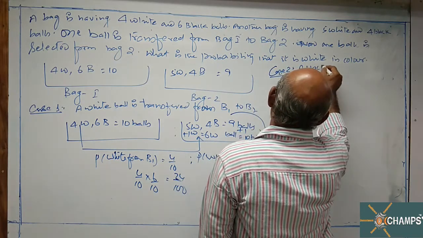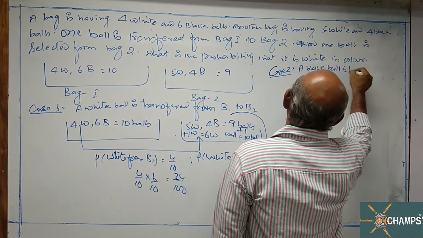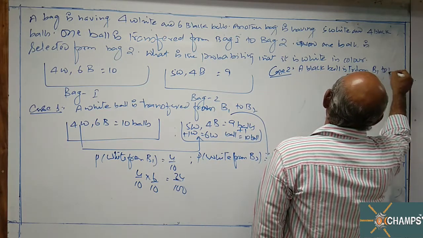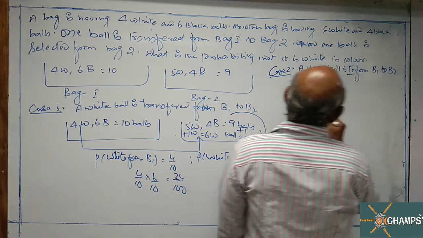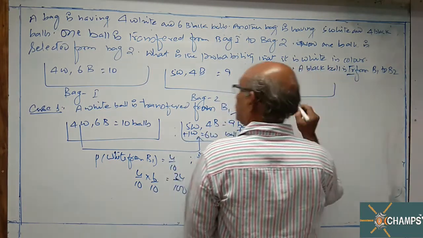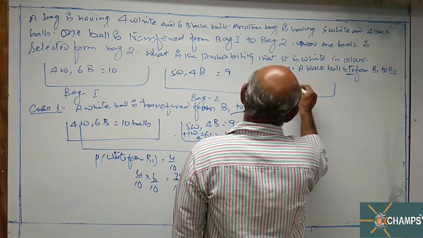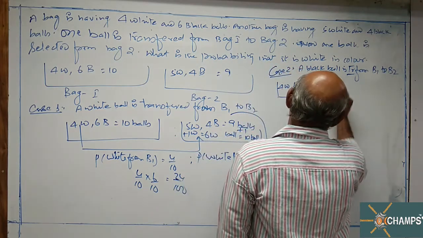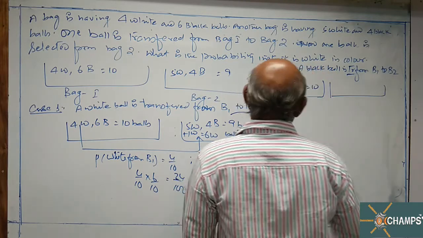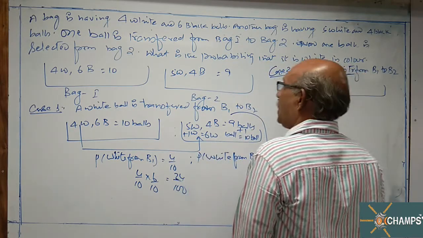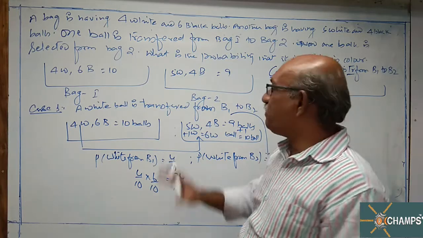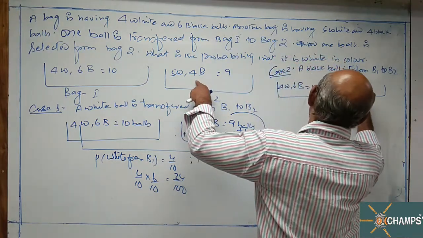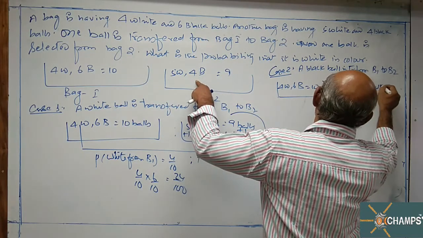A black ball is transferred from B1 to B2. It is 4 white, 6 black balls. Now when a black ball is transferred, some contents of bag 2 will change. When a black ball is transferred from B1 to B2, contents of B2 will change. Now it is having 5 black balls, total 10 balls.